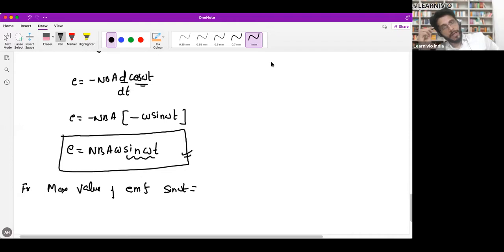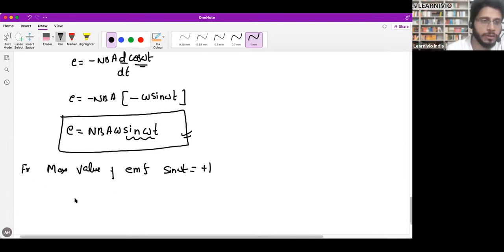1/2. And what is the maximum value of sine? You know the values of sine 0, sine 30, sine 90. Maximum value is 1. Minus 1 is the minimum. So the maximum value of sine omega t is 1. For the maximum value of EMF, your sine omega t should be maximum, and this is plus 1. When you substitute this plus 1 here, you get the maximum EMF.